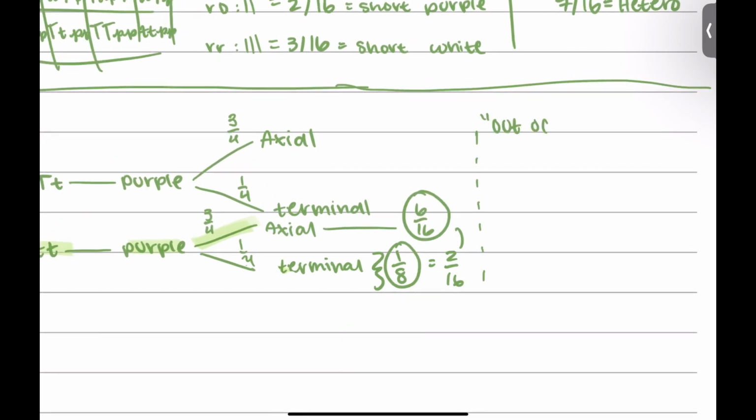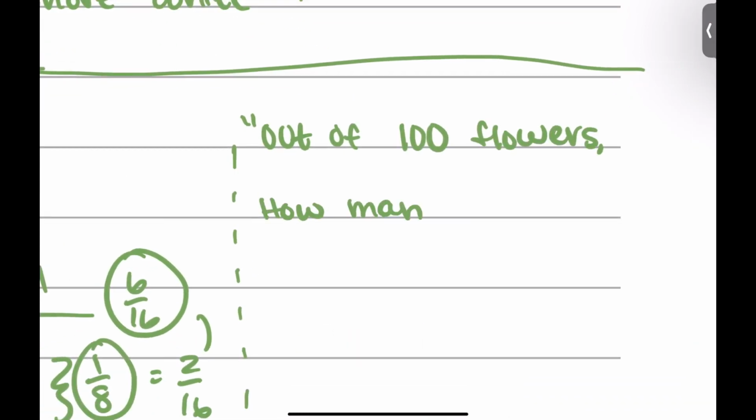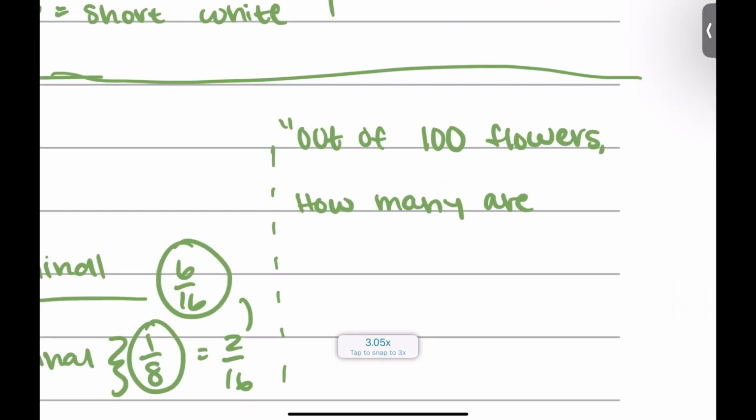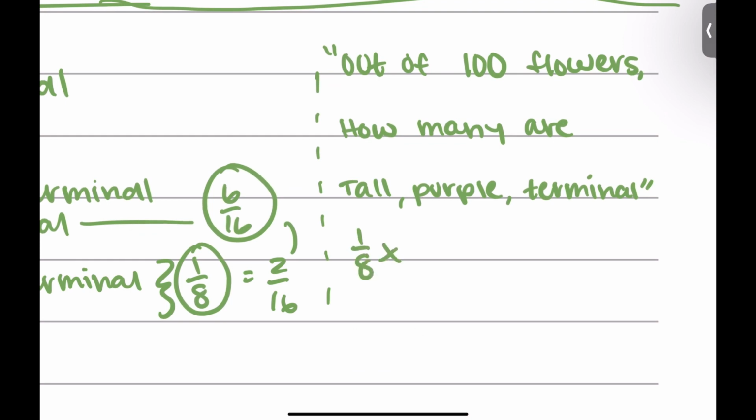So okay, this could be a question on the test. Out of 100 flowers, how many are tall, purple, and terminal? So now you're going to do the probability equation. Since it's the same, we're going to multiply 1/8 times 100 to equal 12.5.